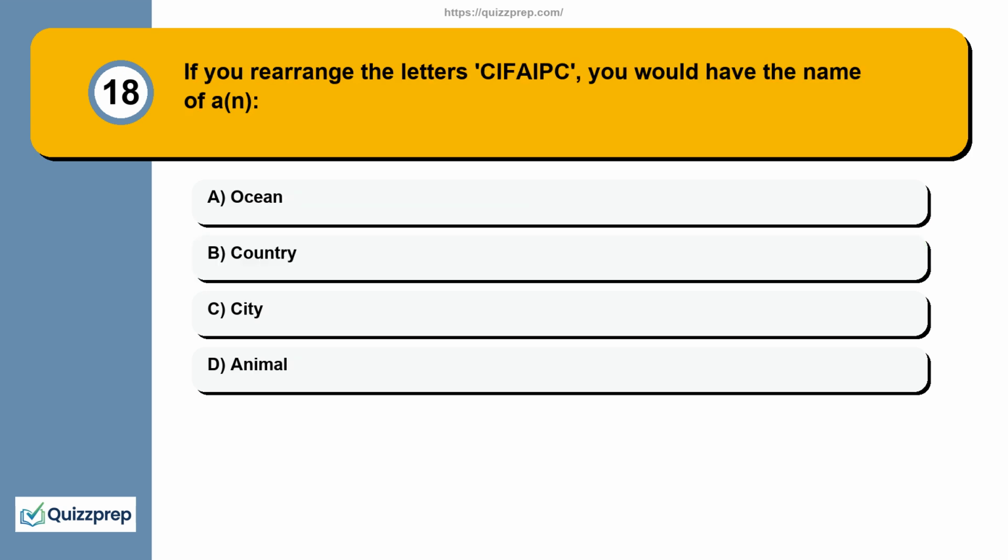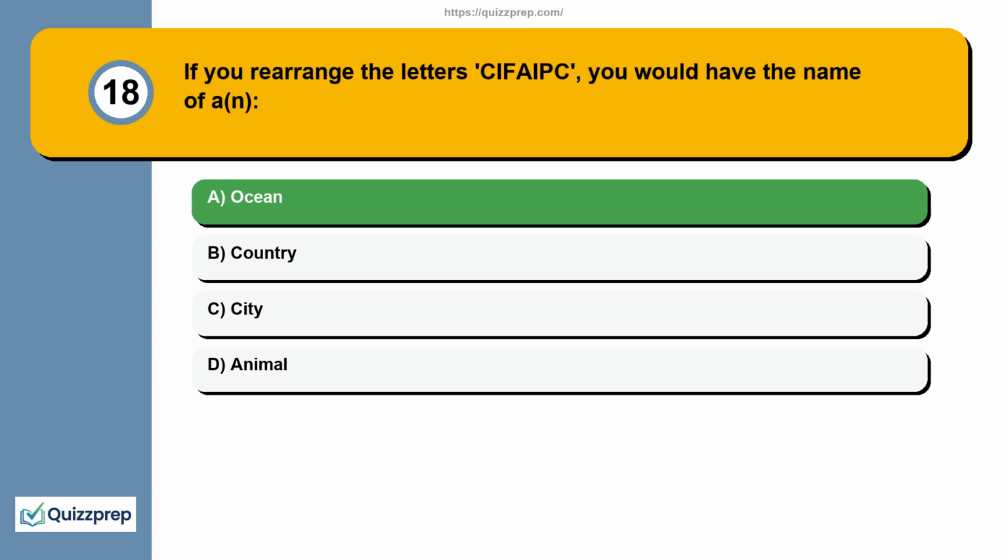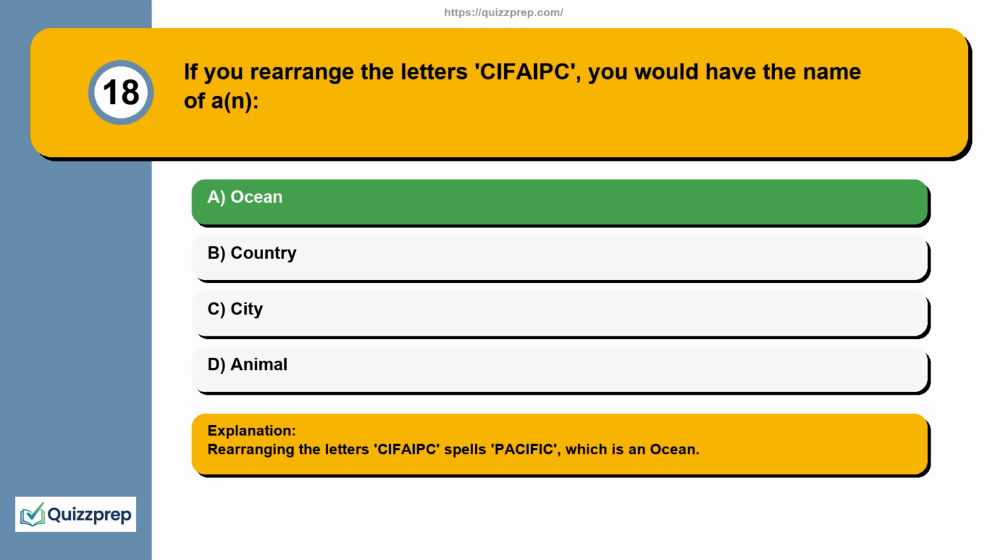Question 18. If you rearrange the letters of "suffix", you would have the name of an... Here are your options. Option A, ocean. Option B, country. Option C, city. Option D, animal. The correct answer is option A, ocean. Explanation. Rearranging the letters of "suffix" spells Pacific, which is an ocean.